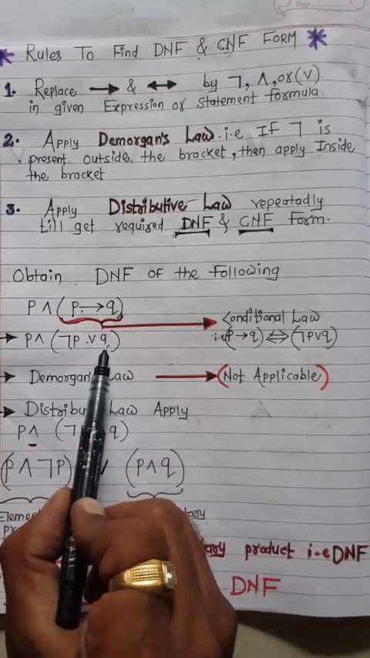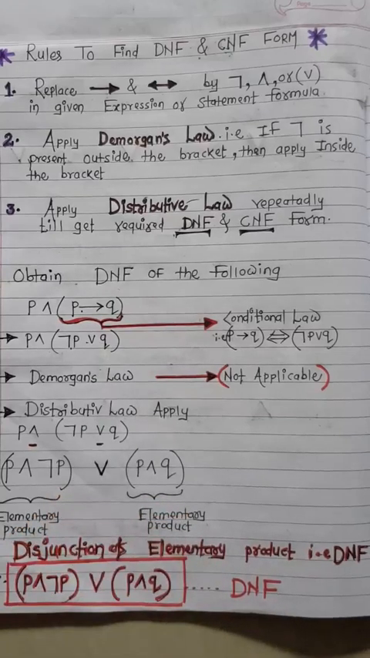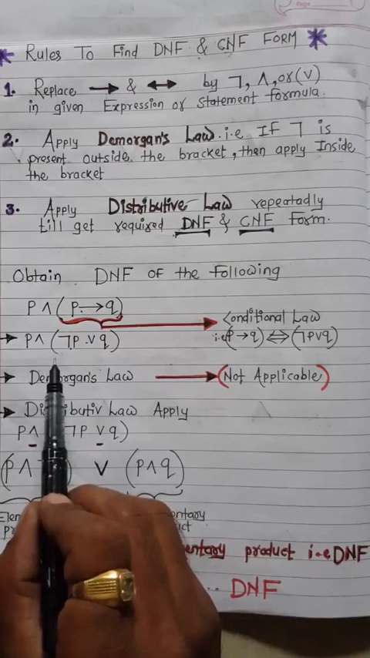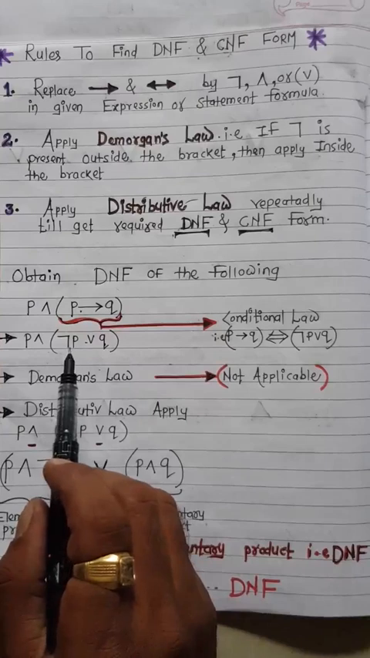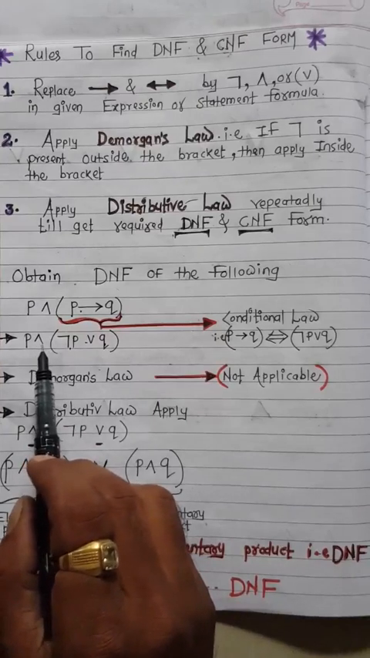Now check whether we are getting DNF form. DNF form is what? We are getting elementary products, and of those elementary products we are taking the disjunction. If that form is obtained, then we'll stop, otherwise not. So the disjunction is not obtained here, that's why we are continuing with the second step.